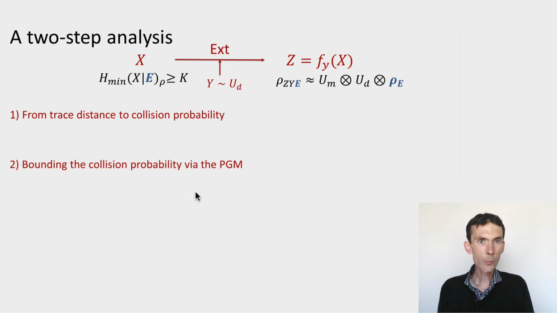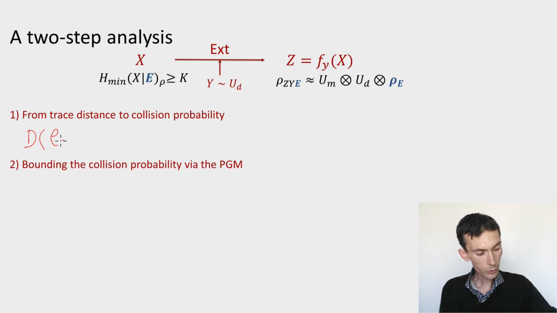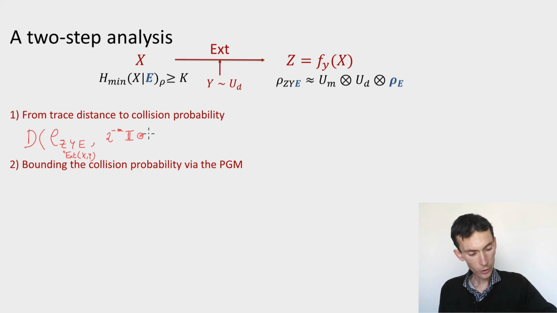So just to spell them out in a little bit more detail, let's do the first step first. Our starting point is that we want to get a bound on this quantity, the trace distance between the output of the extractor, so Z, Y, E, where E represents the output of the extractor on the source X given the Cy, so the distance between this state and the ideal state, which is uniform on the output, tensored, should also be uniform on the seed, tensored remaining system for the eavesdropper.